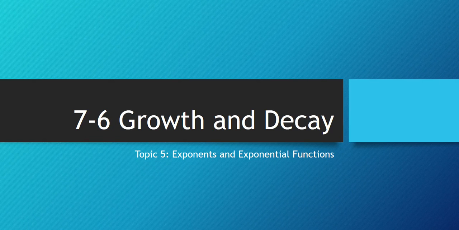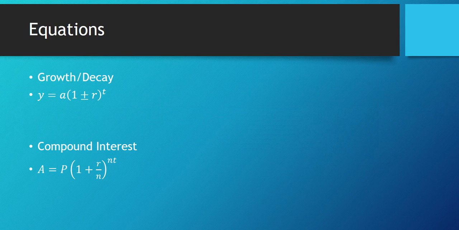Today we're going to talk about growth and decay. So, some equations for growth and decay: y equals a times (1 plus or minus r) to the t. It's going to be a plus sign if it's growth and a minus sign if it's decay. So just keep that in mind.